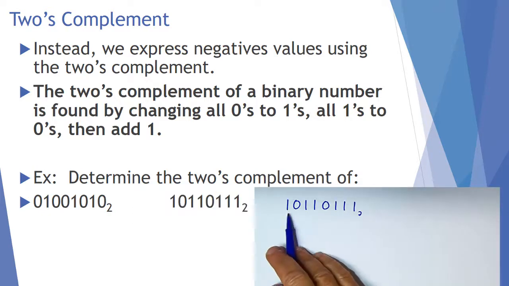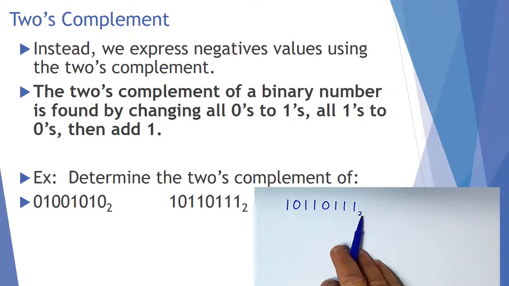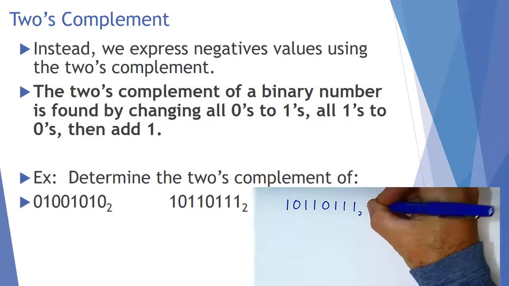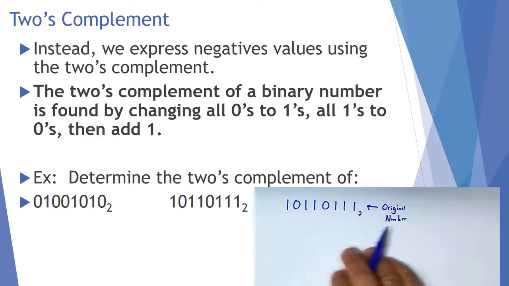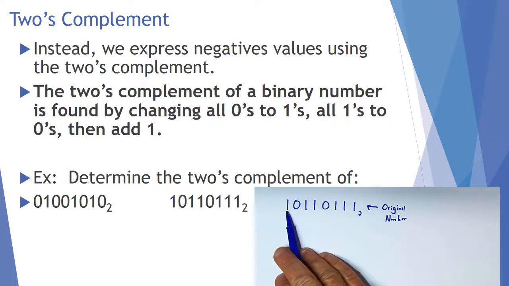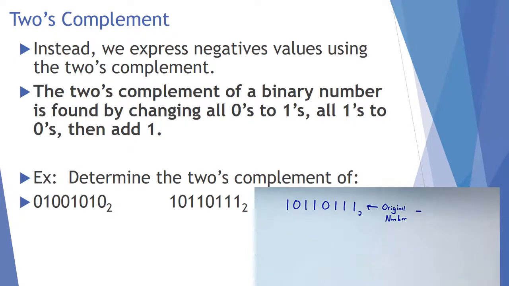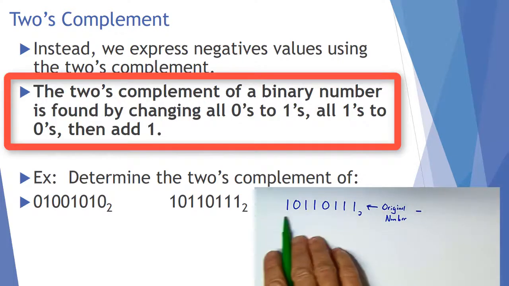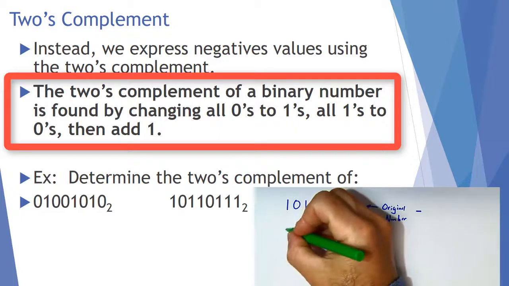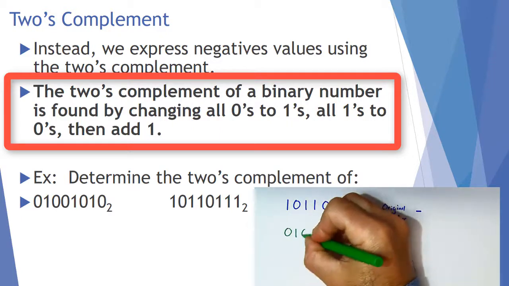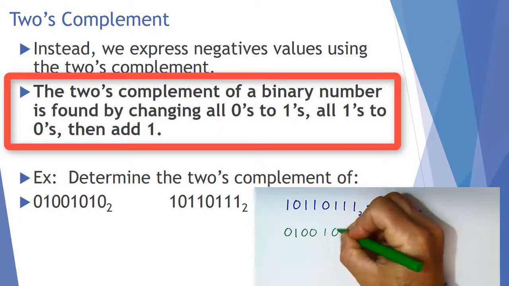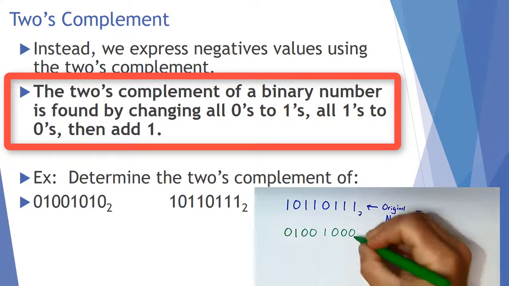Okay, one more example. 1011 0111 base 2. That's our original number. And I'm not even going to tell you what that number is. You could figure it out. But we do know that it's negative, right? Because the sign bit, that leading digit, is a 1. So we know that it's negative something. Let's find the 2's complement. So we're going to switch all the ones to zeros and the zeros to ones. That becomes 0, 1, 0, 0, 1, 0, 0, 0, base 2.